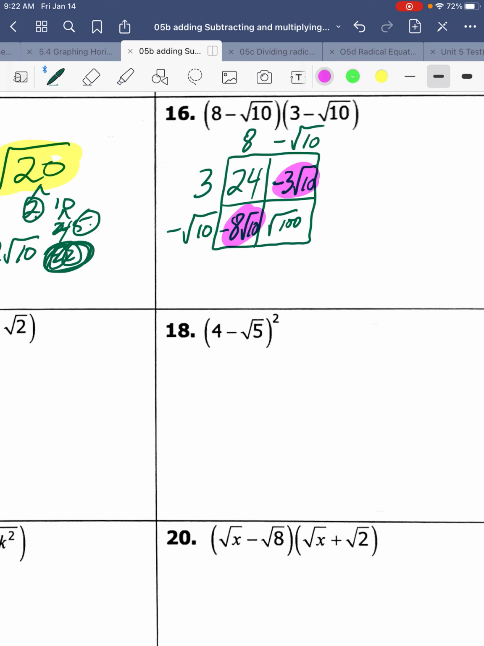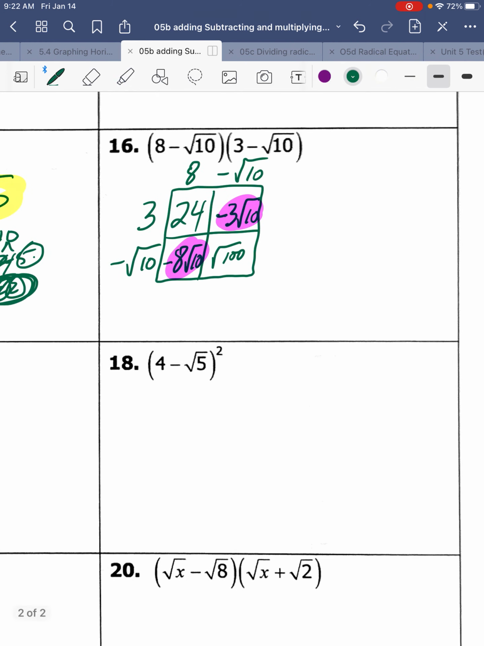All right, we have like terms here. A negative 8 square root of 10 and a negative 3 square root of 10. Those are like terms. I'm going to rewrite these all out. So we have a 24 that's going to come out.